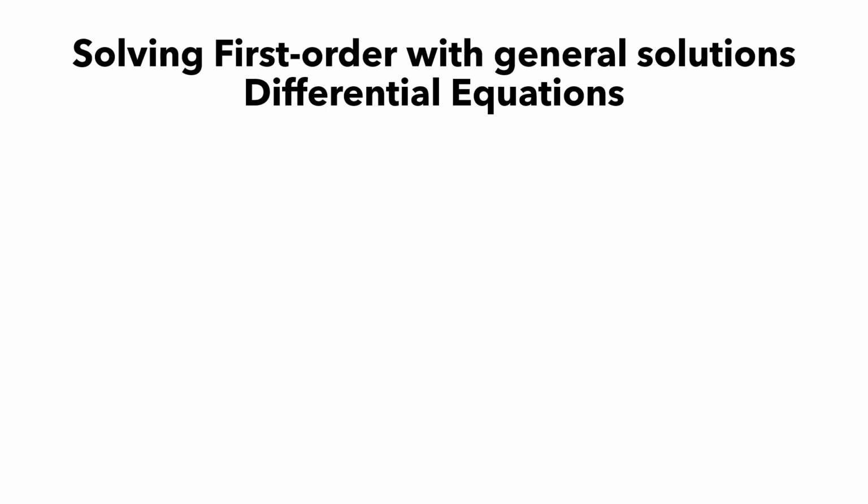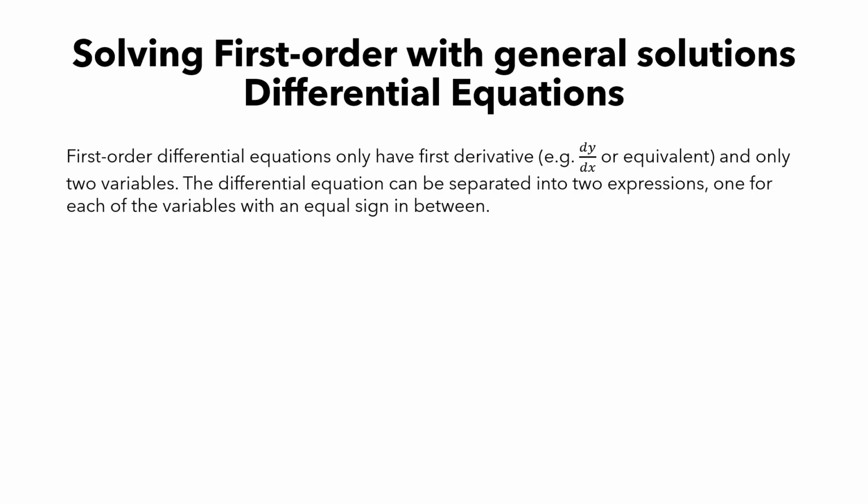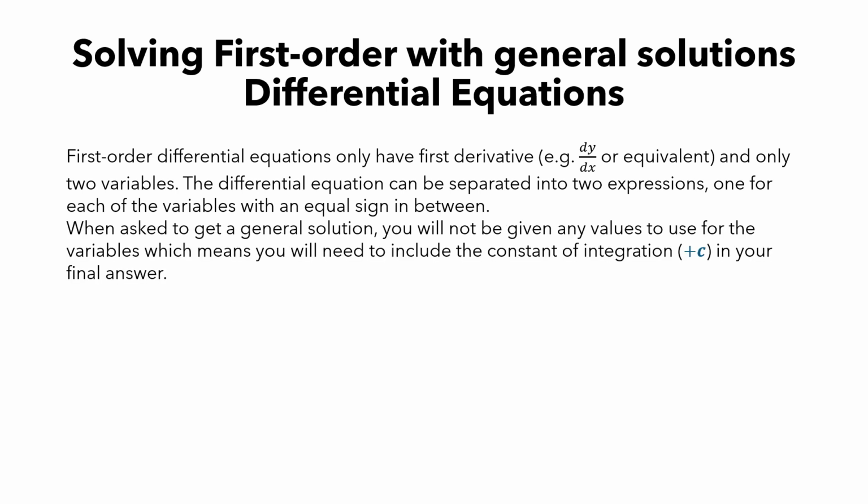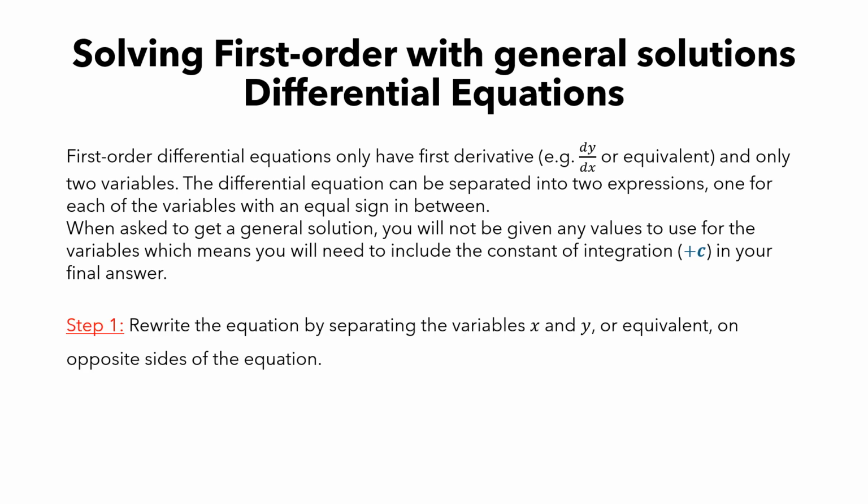So let's talk about solving first order with general solutions. So this is something that has a dy dx. First order means we have a first derivative in it, so like a dy dx. And it can be worked through. So what we're going to have is our constant of integration, our plus c.